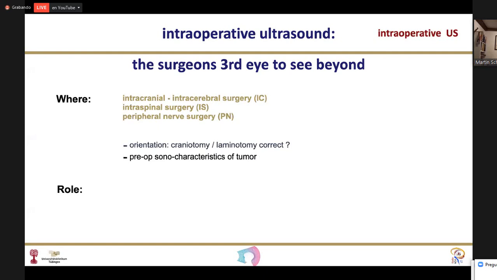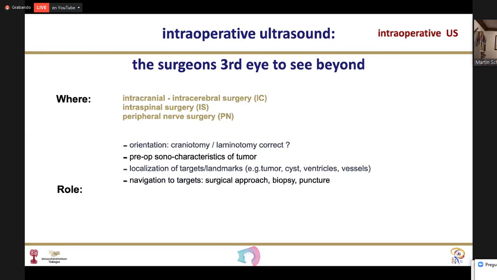You look at the preoperative sonographic characteristics of the tumor. You localize landmarks. Where are the vessels? Where are the ventricles? Where's the cyst? Where's the relation of the tumor, for example, to a certain vessel which runs through the tumor? You navigate to targets. You can use it to navigate the surgical approach. You can do a biopsy or a puncture of the ventricles or whatsoever.